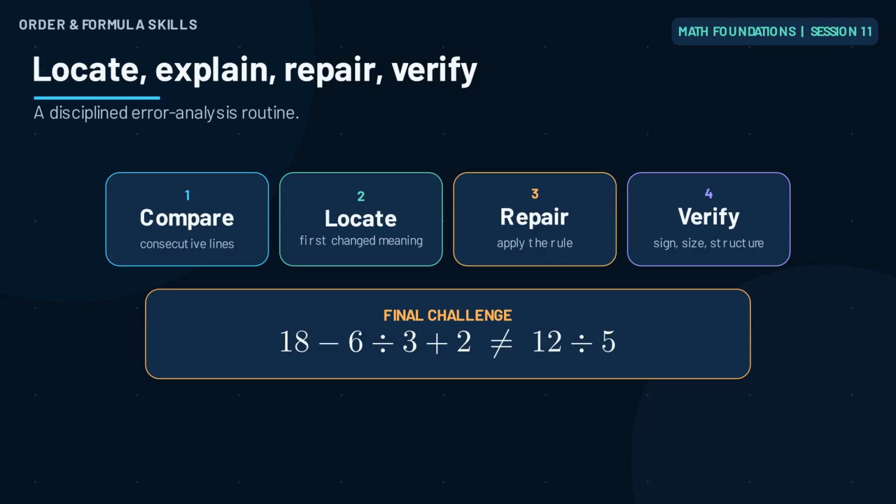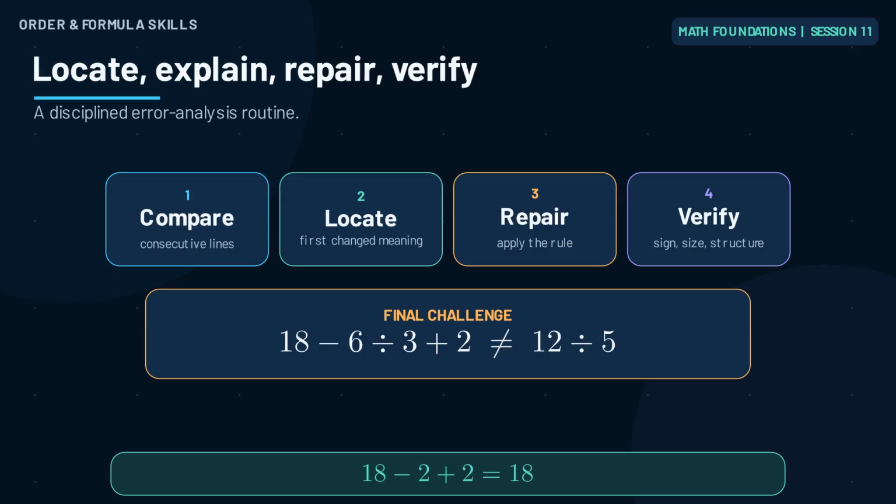Challenge. Someone changes 18 minus 6 divided by 3 plus 2 into 12 divided by 5. The first error is subtracting before division and then grouping the remaining terms. Divide first. 18 minus 2 plus 2 equals 18. Find the first illegal line, not merely the final wrong number.